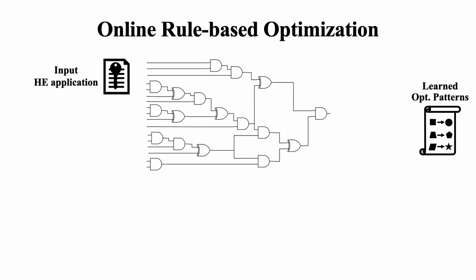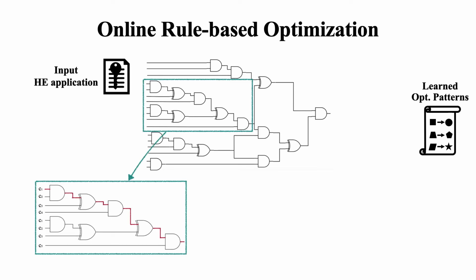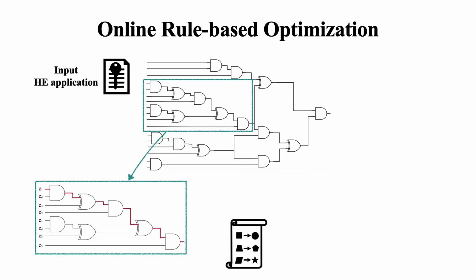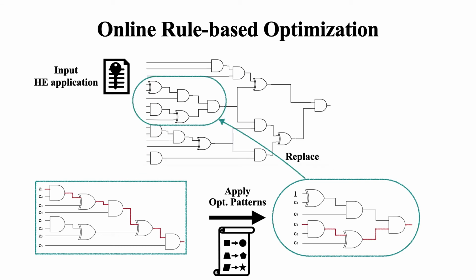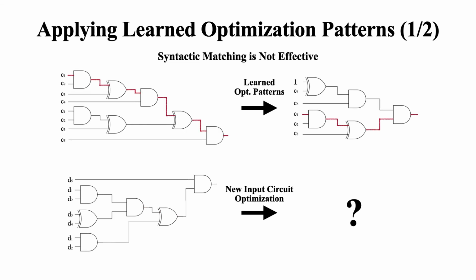Now, let me introduce how we utilize the learned optimization patterns. Again, this process is almost the same with the offline learning phase. For input HE application, we first select subpart to focus on, but instead of performing optimizing synthesis, we apply the learned optimization patterns, and we replace the subpart into the new circuit. We repeat this process until there is no subpart to optimize.